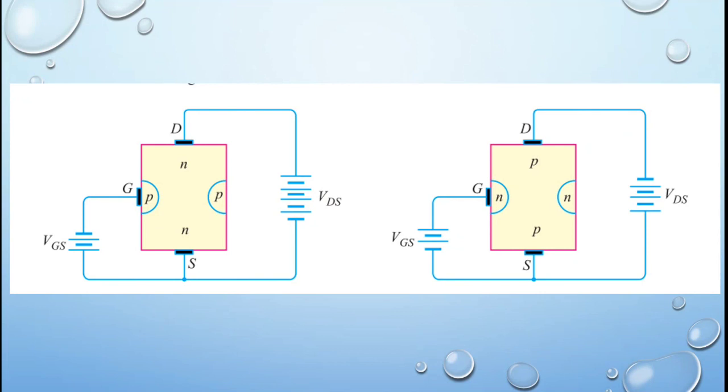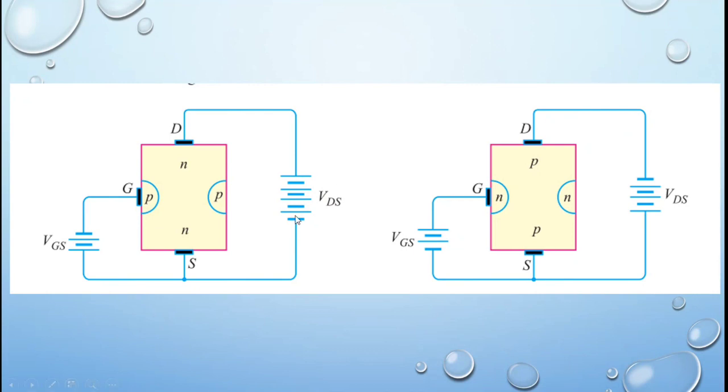Between the gate and source terminals we have to connect a battery so that the gate is in a reverse bias condition. If it is N channel, the negative terminal is connected to the P type material. If it is P channel, see this second diagram, the positive terminal is connected to the N type semiconducting material. Whether it is N channel or P channel, it should always be in a reverse bias condition.